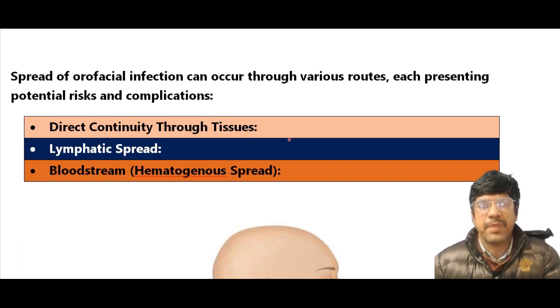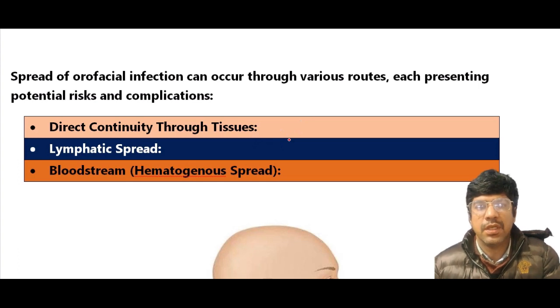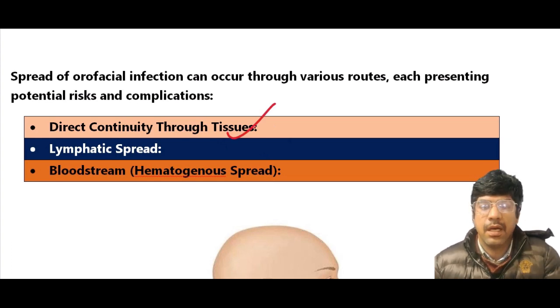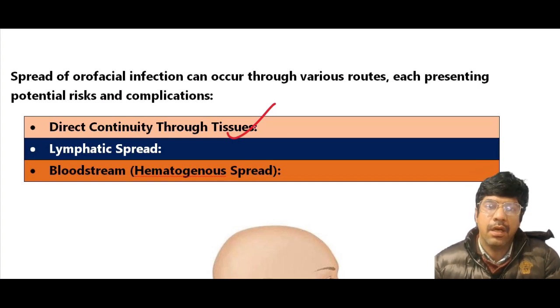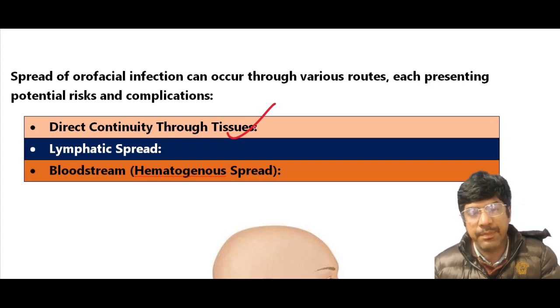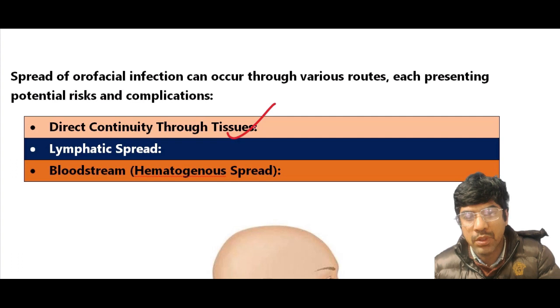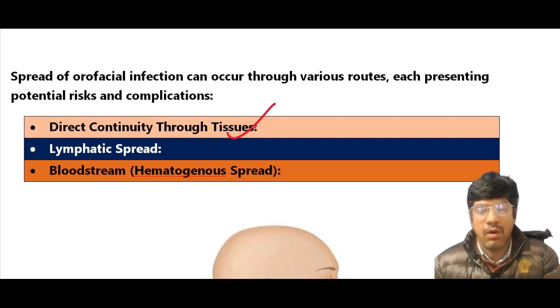Now you should know the spread of oral infection. It can occur through various routes. What are those routes? The first is the direct continuity through the tissues. The infection can spread locally through direct contact of tissue points. For example, a dental abscess can extend from the tooth into the surrounding bone or the soft tissue.